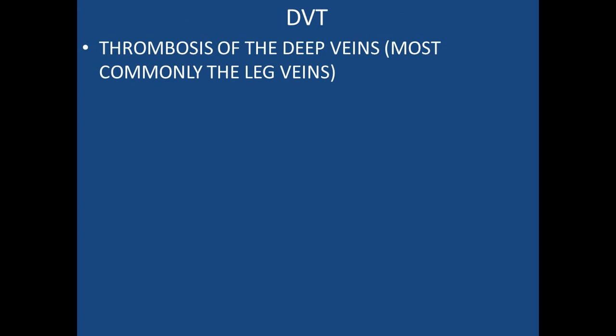So what is DVT? DVT means the thrombosis of the deep veins, not the superficial veins. Most commonly it happens in the leg veins. It also can happen in the mesentery, in the upper limbs, in the brain veins. But these are very unusual sites and considered to be a mark of a prothrombotic condition.